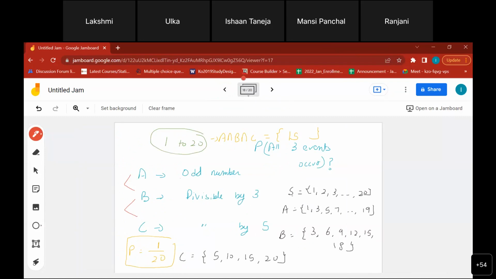They are not. They are dependent. What about A and B? They are also dependent, because when we check the condition, probability of A intersection B equal to probability of A into probability of B, we are not getting LHS equal to RHS. So they are dependent.